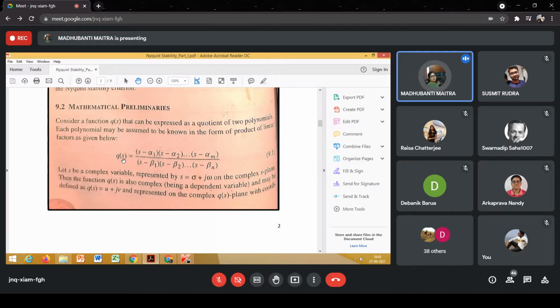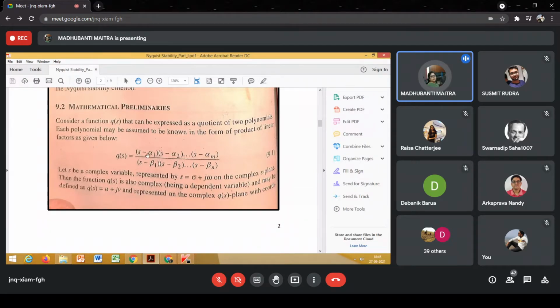Any function of s, right? So again, I repeat, Q(s) is not in this particular expression. Q(s) is not any characteristic equation for a given LTI system. Now, here you see Q(s) has been expressed as a quotient of two polynomials.